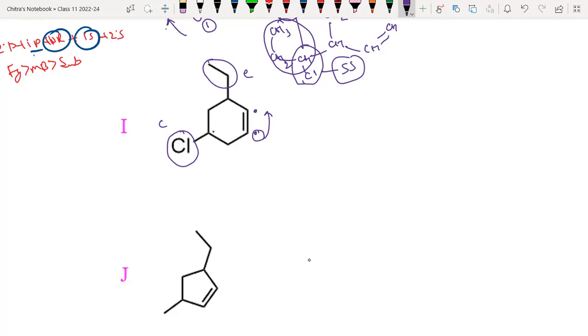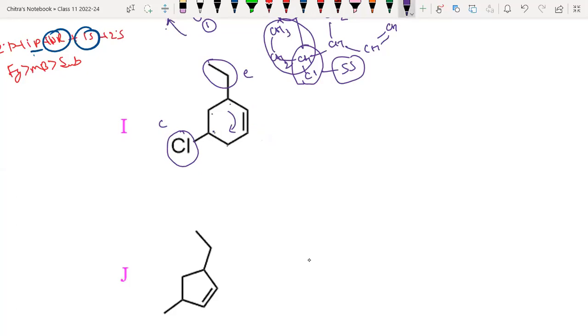Okay, so we have to check from here. So it is 1, 2, 3, 4, and 5. Then from this carbon, it is 1, 2, 3, and 4. So counting this side, chlorine becomes closer, right? So we have to count from this side only. Easy?